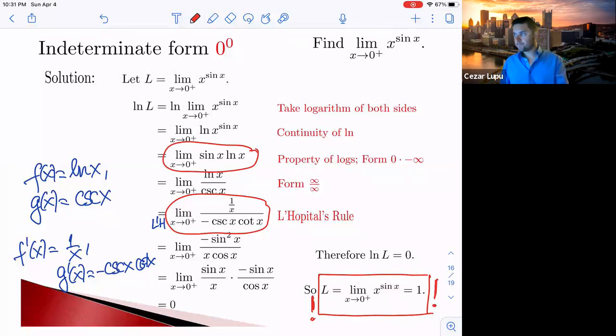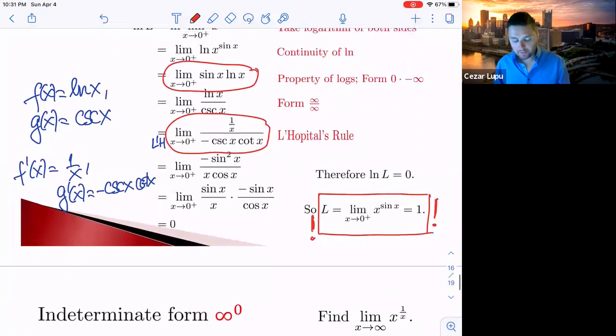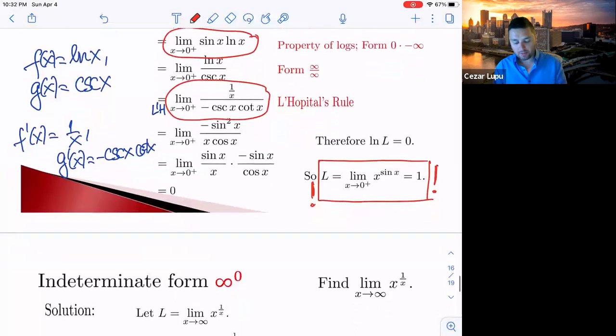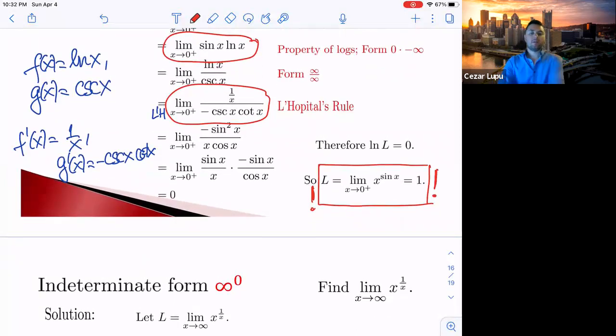All right, great. Let's see another indeterminate form. We're not done. We still have one more to do. So what if I would like to find the limit of this here? Instead of finding the limit as x approaches 0 of x to the power x, I can modify this and say, what is the limit as x approaches infinity of x to the power 1 over x? Well, let's plug it in.